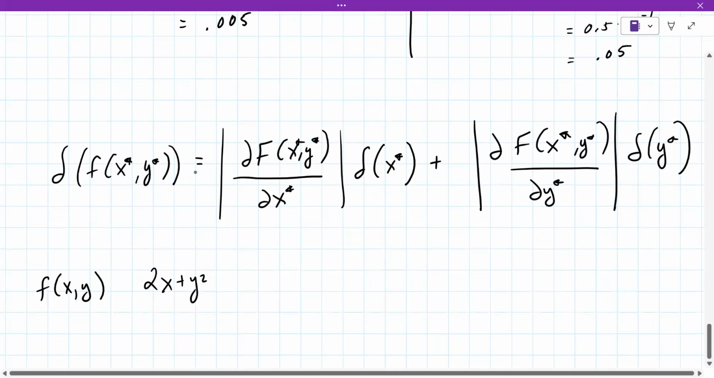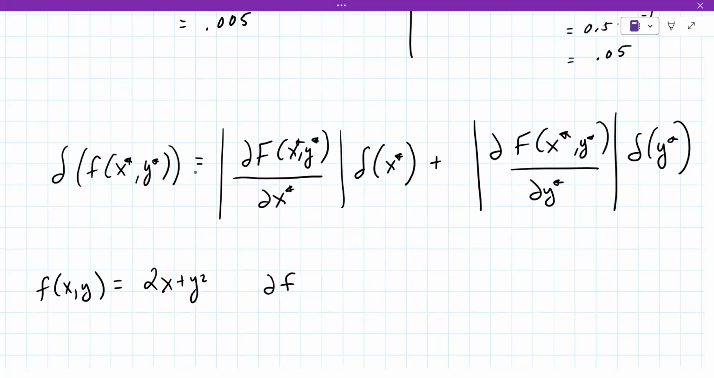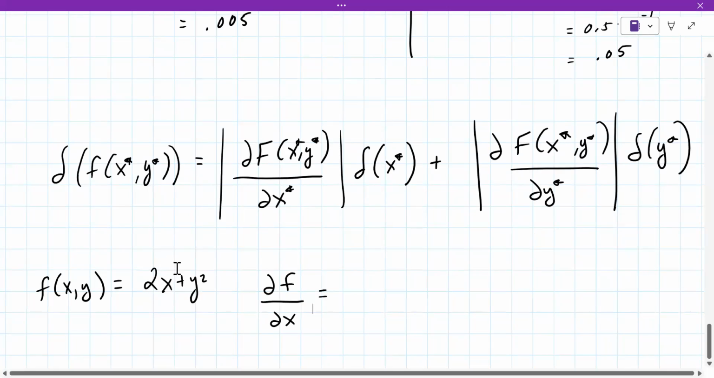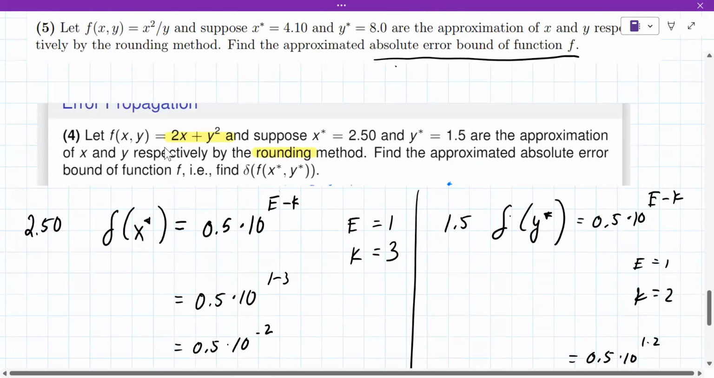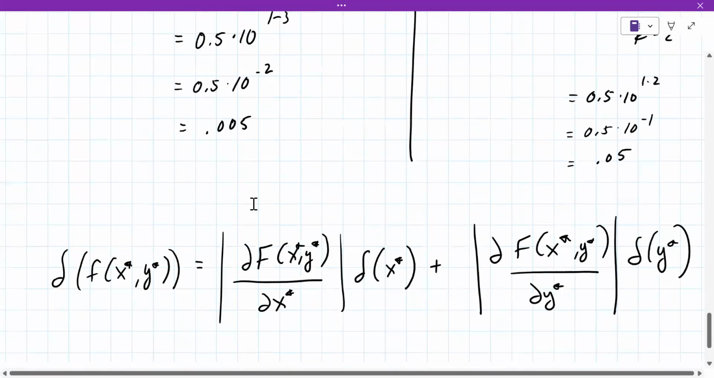So the partial derivative of f with respect to x means to just look at the x. Derivative of 2x is 2. From where did you get the f(x, y) equals 2x plus y squared? It's given in the problem. Oh, okay, okay. All right.